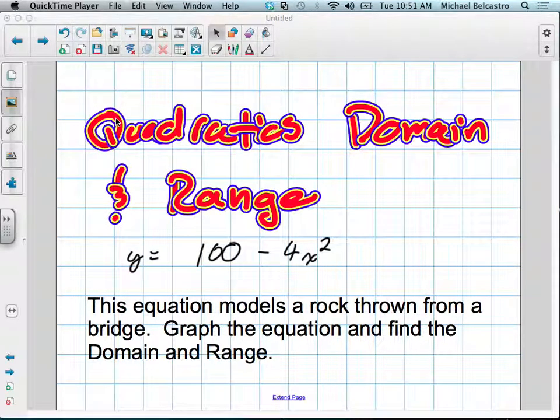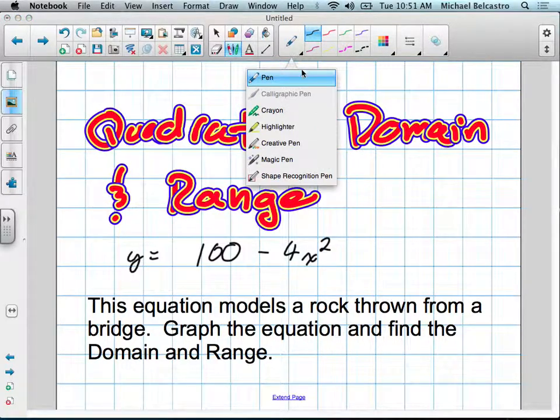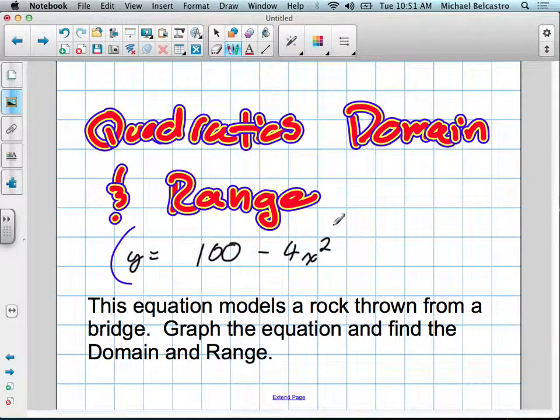Quadratics, domain and range. This question models a rock thrown from a bridge. Graph the equation and find the domain and range. So this equation here shows what point in time a rock is in reference to the ground. I've written in x and y.